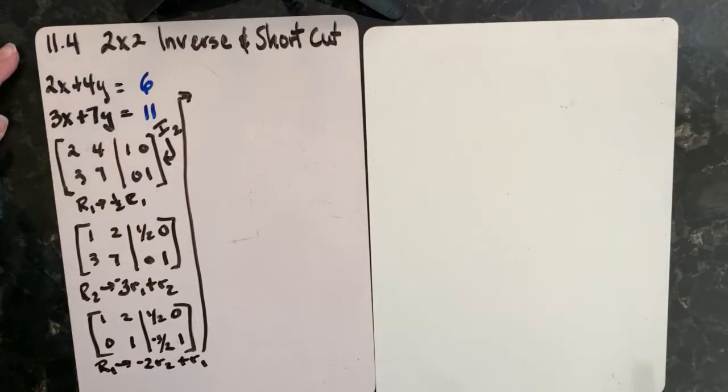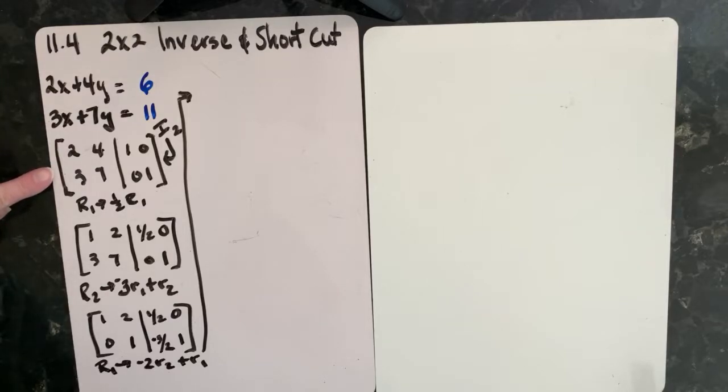So today we're gonna kind of jump back a little bit, which is fine. We're gonna look at 11.4 and we're gonna look at a 2x2 inverse matrix, and then I'm gonna show you a shortcut right at the end. So I have a system here, and we've got 2x plus 4y equals 6 and 3x plus 7y equals 11.